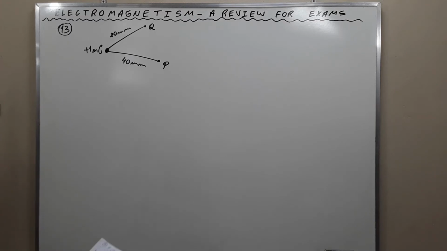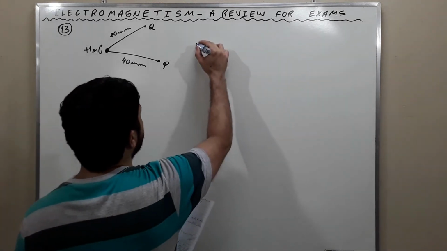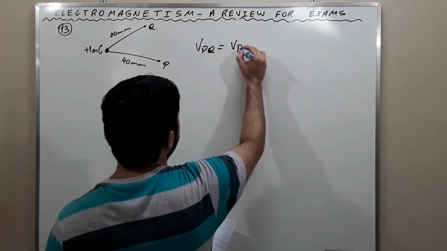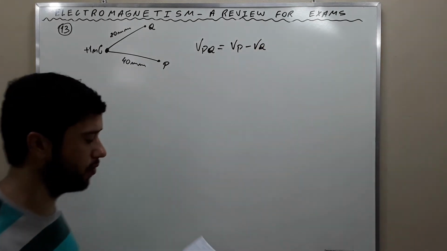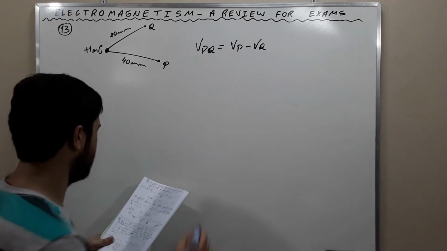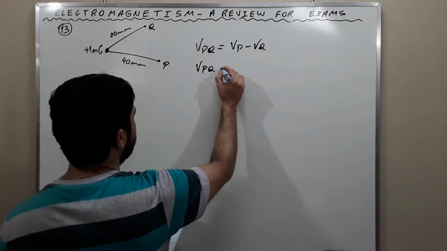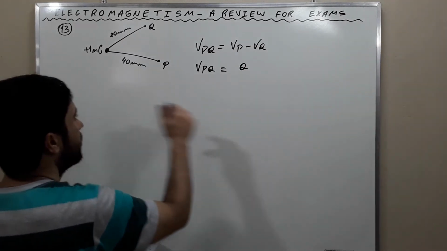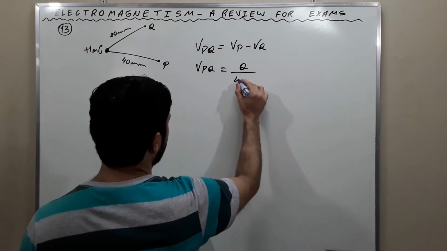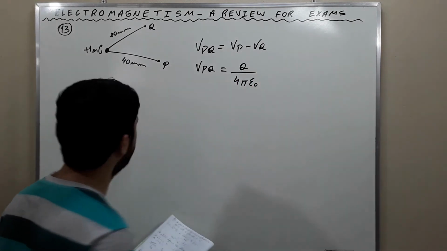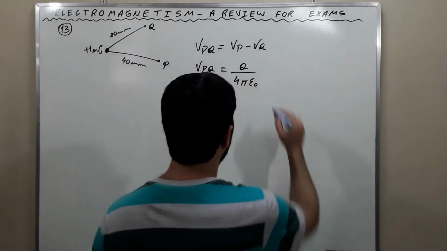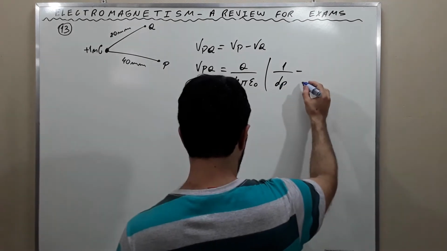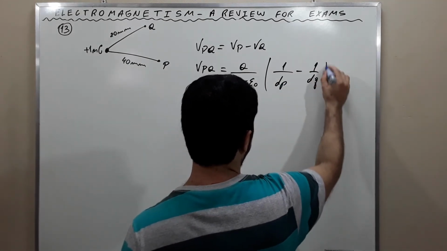The potential difference VPQ between points P and Q at distances 40 millimeters and 20 millimeters respectively is a very simple exercise, and the potential difference VPQ is going to be the potential in P minus the potential in Q, of course. And this can be calculated by simply doing the following. Q, this charge here, Q divided by 4 pi epsilon 0 times 1 over dP minus 1 over dQ.